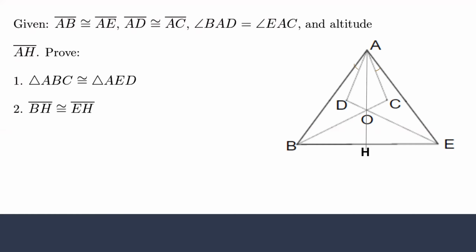So it asks to prove that ABC is congruent to AED, and that BH is congruent with EH. You can pause the video and try to do this problem by yourself. Okay, next slide, please.